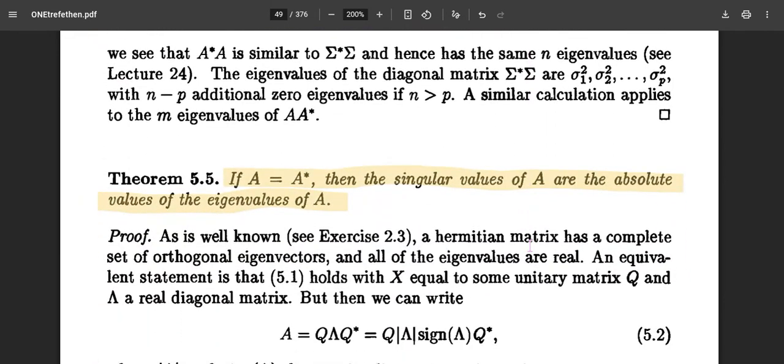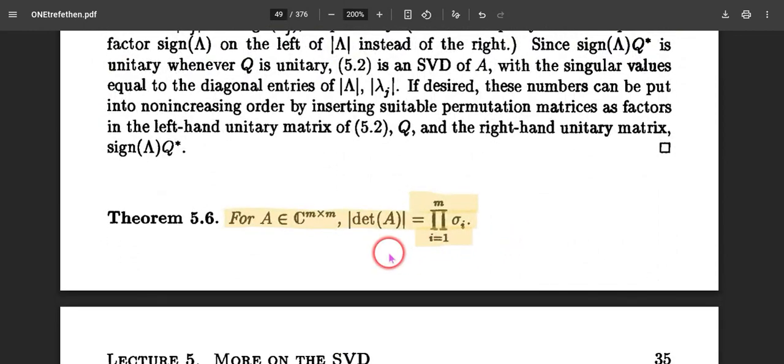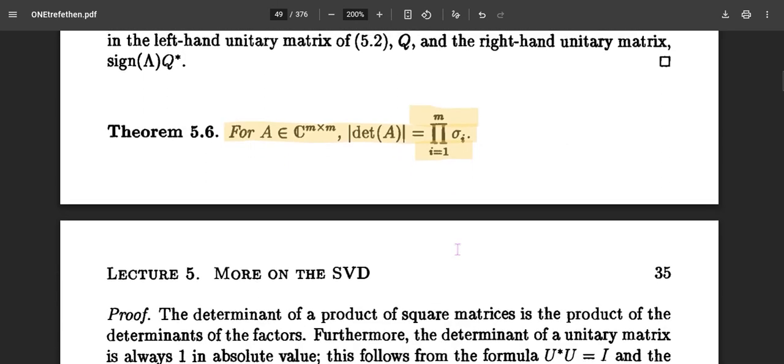If A is a symmetric matrix, then the singular values are the absolute values of the eigenvalues of A. The determinant of A can be computed through the eigenvalue decomposition, because directly computing the determinant is a computationally prohibitive task, but it is related to the product of the eigenvalues.